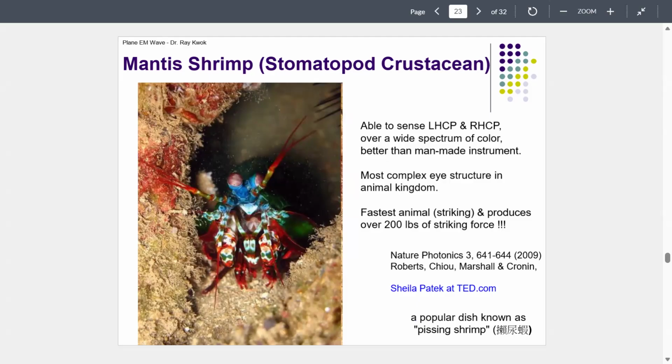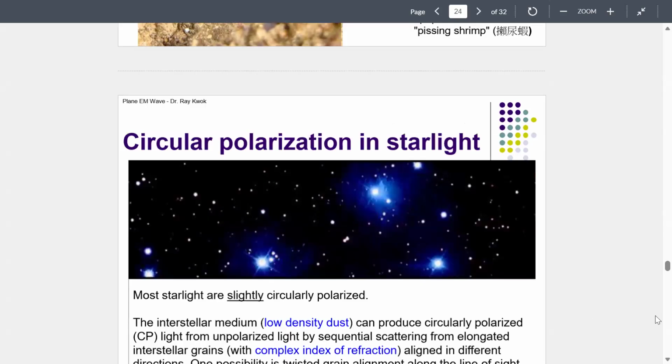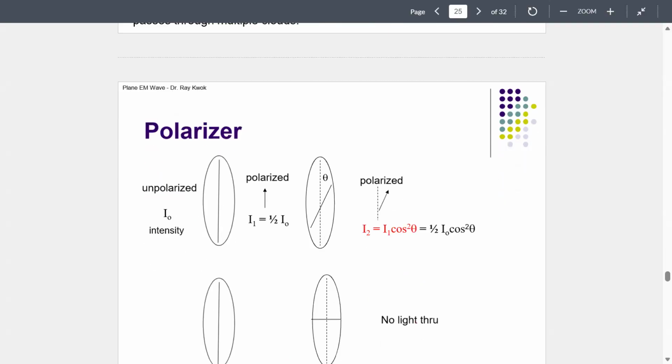This type of shrimp, mantis shrimp, and for those who can read Chinese, this is called a pisces shrimp. Have you heard of that? Have you eaten that before? It's one of those cool dishes. But anyway, there's a whole talk on this shrimp. It's not because of the circular polarization characteristics, but because it can kick with extreme force because it's so fast, so tiny. The force of its kick is extremely awesome. I'm not going to go through much of that.